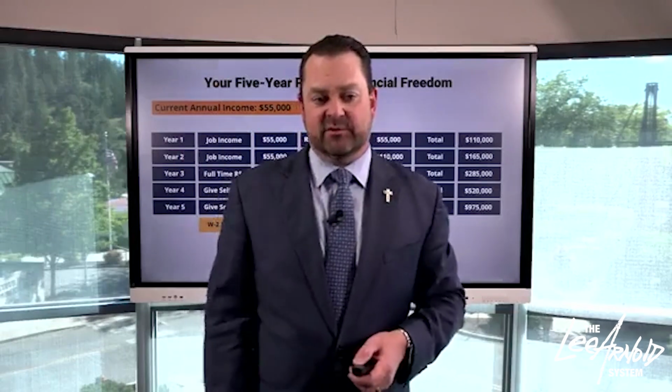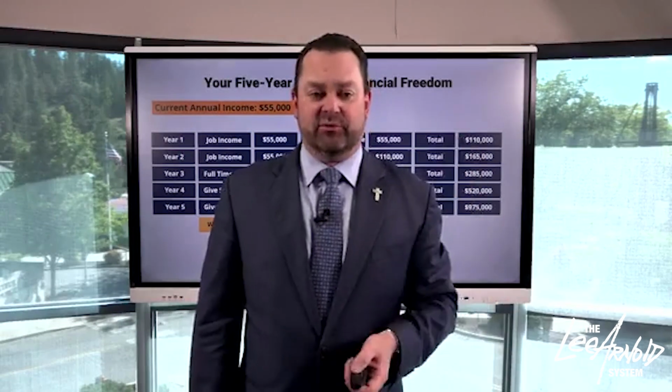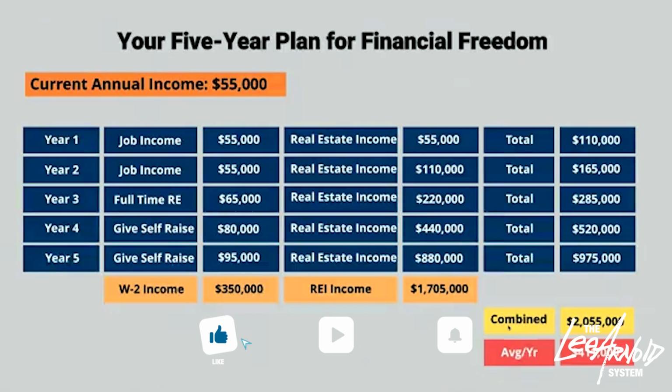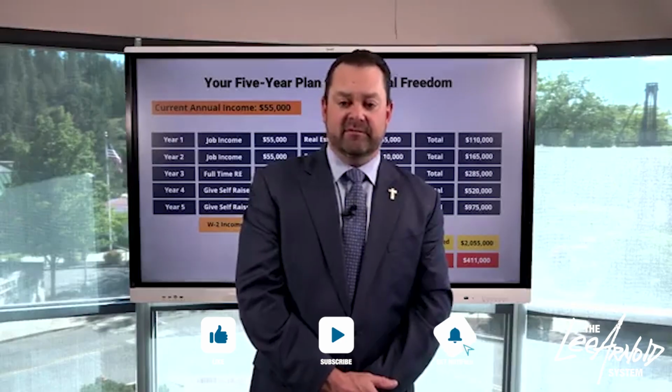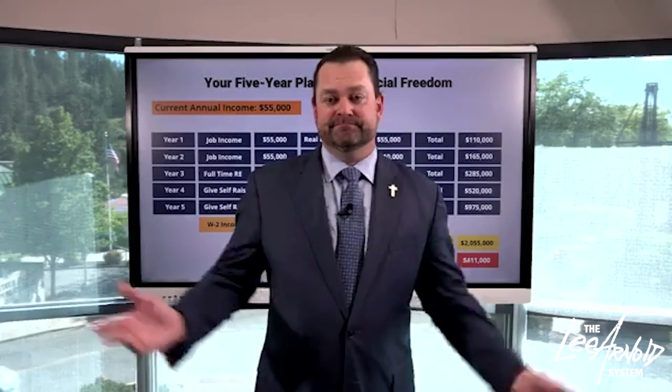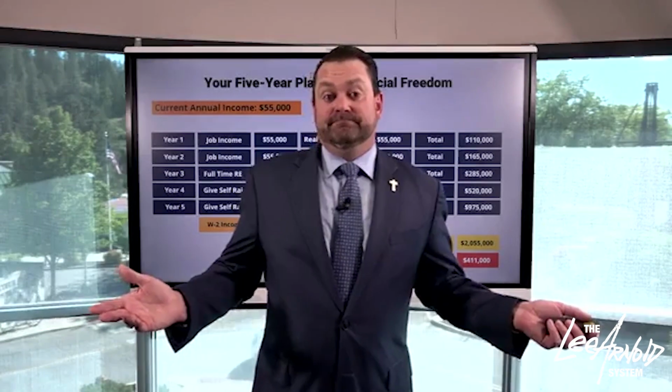And this is what this does for you. Over the next 5 years, you'll make $350,000 in W-2 income. You'll make $1.7 million from your real estate dealings. So if you'll just follow my 60-month plan, at the end of it, you will make $2,055,000. And this is for you who started with a $55,000 a year income. But when you then blend it over the averages over the last 5 years, you have made $411,000 a year. Pretty cool, right?